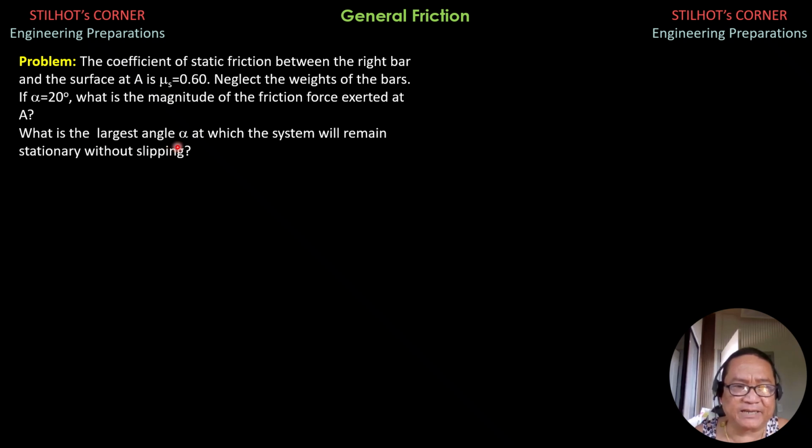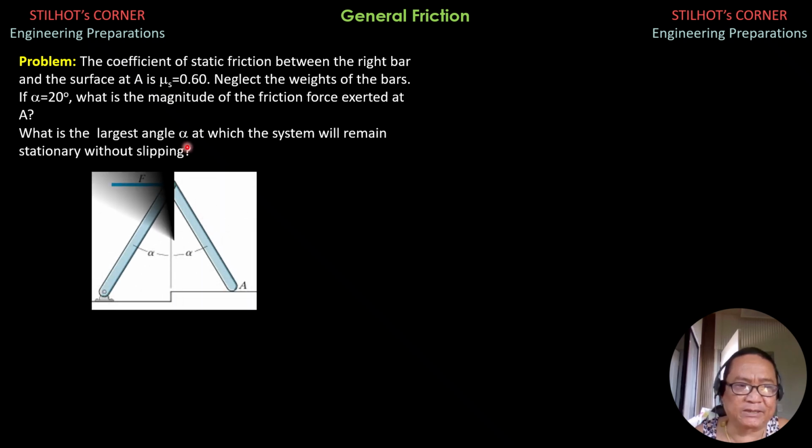So for the second part, it gives us the idea that this situation is we have impending motion, so that the maximum frictional resistance is equal to mu sub s times normal. So this is the situation. A is pinned, this is also pinned, and at A we have a surface here which is rough.